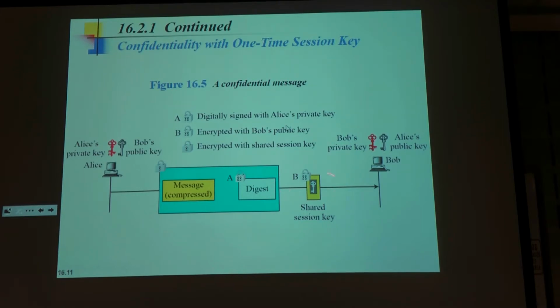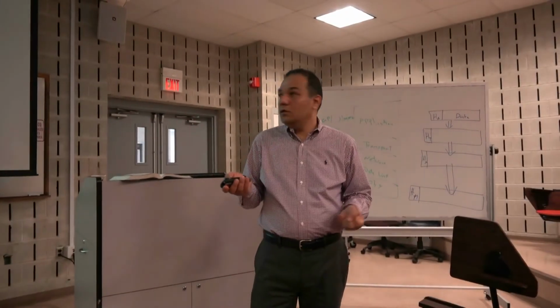So the only one who can read the shared session key is Bob. We use his public key to encrypt it. Bob is the only one who knows how to decrypt it. Okay? So that's what it is.